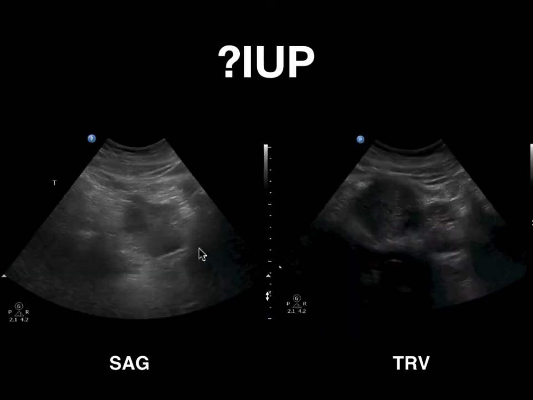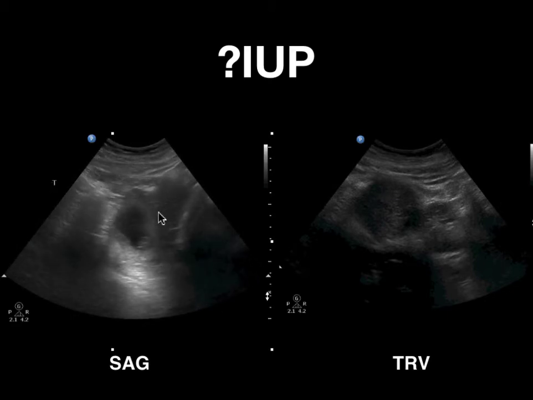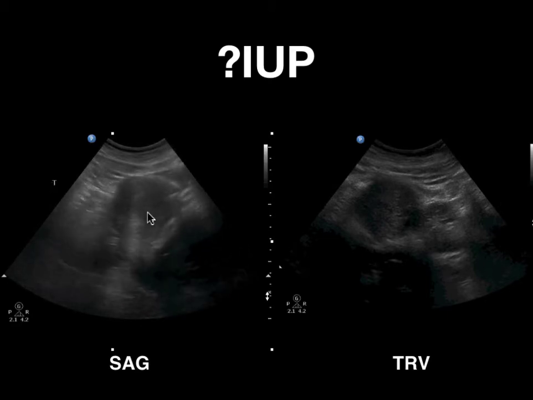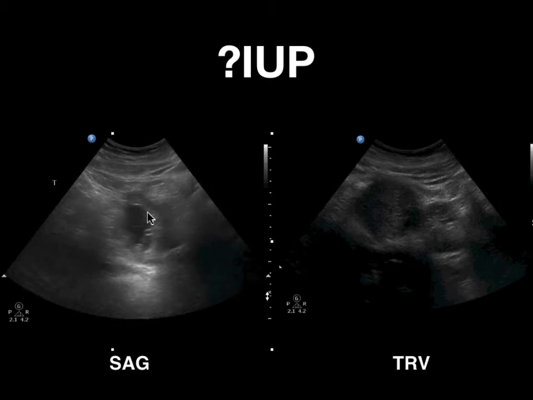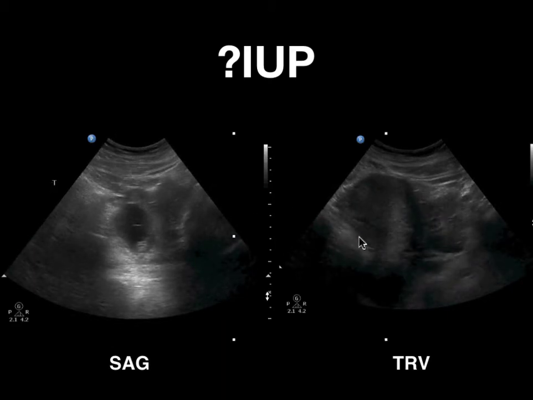Let's look at this patient. Do they have an intrauterine pregnancy? On the sagittal image, you can see the sweep here. Here's the pregnancy here. Here's the uterus here. So is this something that's eccentrically located? Let's take a look at the transverse view.